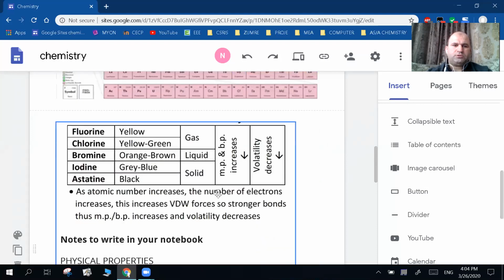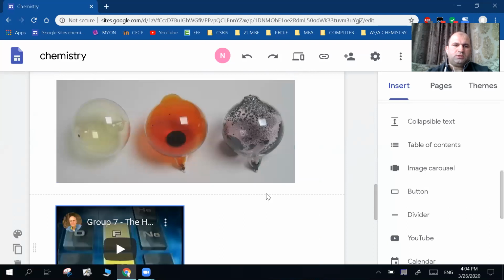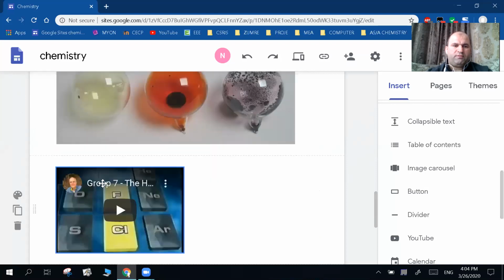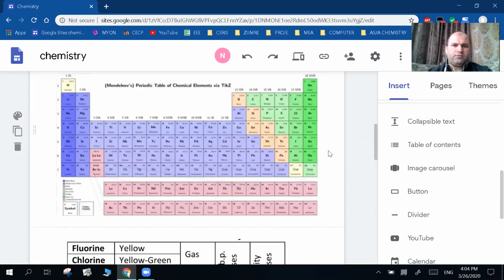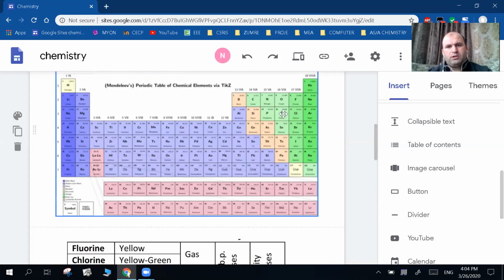We have some notes to write, and then a picture and a video to watch, and homework to do. Let's start by refreshing our knowledge of halogens. Remember, they are present in group 7A or 17 of the periodic table: fluorine, chlorine, bromine, and so on. They are non-metals, and they are diatomic in nature.